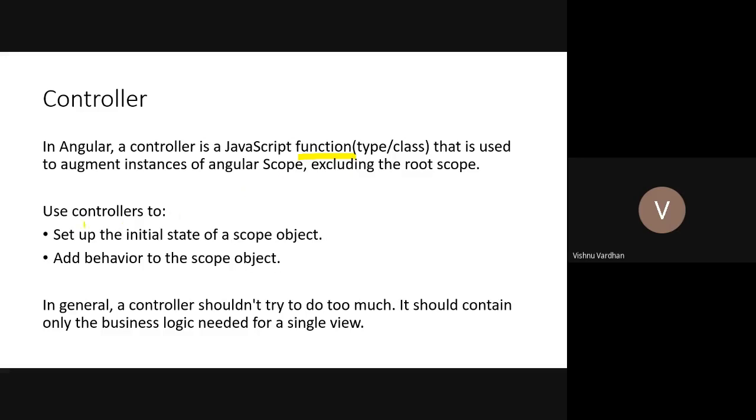So what do controllers actually do? They set up the initial state of the scope object. That means the initialization for any given scope object, the dollar scope object, is created by default by AngularJS when its runtime is invoked. And in your code, you can initiate some variables and some properties. All these can be done by using the scope object.